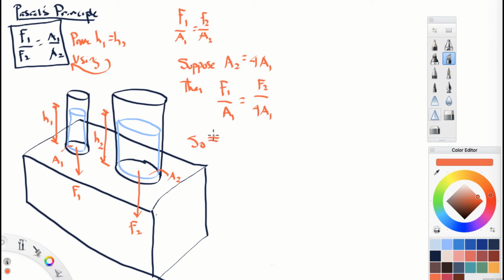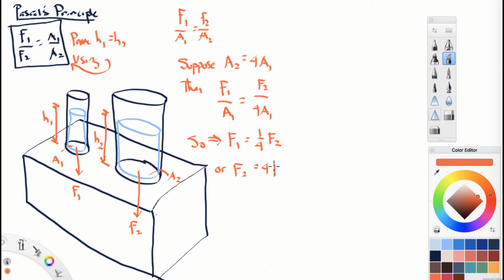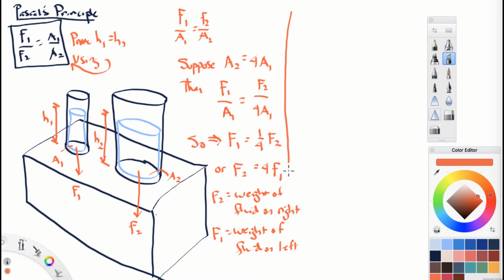So that implies that F1 is equal to 1/4 of F2. Or we could say F2 is 4 times F1. Right here, 4 times F1. Now, how is it possible that the force here is 4 times as big as the force right there? Well, what is F2? F2 is the weight of the fluid on the right, and F1 is the weight of the fluid on the left. That is, F2 is the weight of all this fluid in here, and F1 is the weight of all the fluid over there. How do I express this weight?